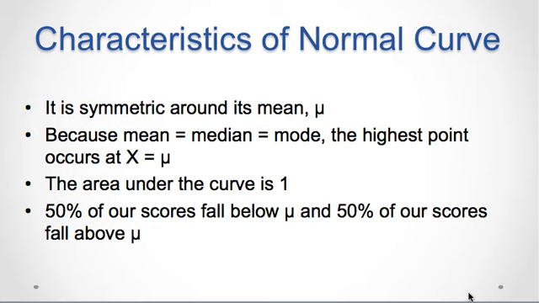The characteristics of a normal curve are as follows. 1. It is symmetric around its mean, mu. 2. Because the mean, median, and mode are approximately equal to each other, the highest point occurs at x equal to mu. 3. The area under the curve is always equal to 1. And 4. 50% of our scores fall to the left of mu or below mu, and 50% of our scores fall to the right of mu or above mu.